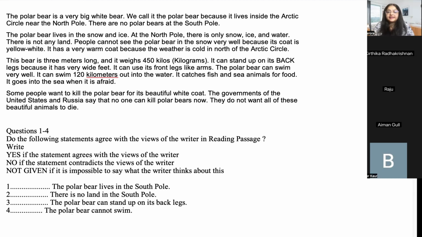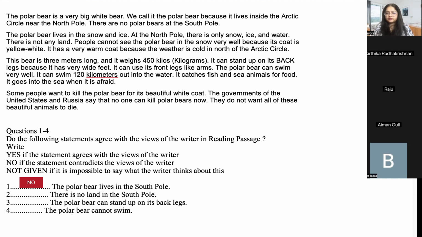It lives inside the Arctic Circle near the North Pole. There are no polar bears at the South Pole. Now see, with this, I'm getting to know the location. And over here, my first question was about the location itself. The polar bear lives in the South Pole. And what is written here? There are no polar bears at the South Pole. So that means the polar bears do not live at all in the South Pole. So the answer over here would be no.